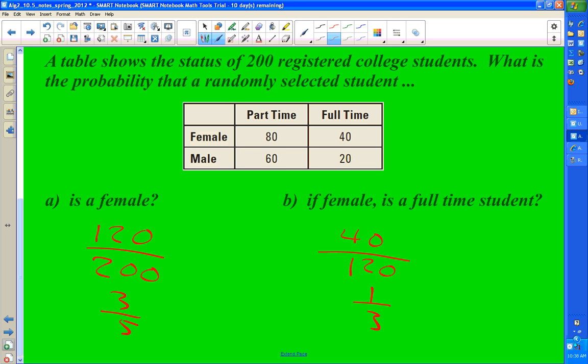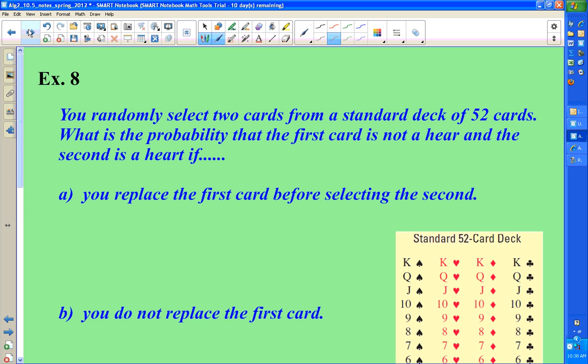Everyone follow that logic? You can only choose from the females in the B question. Now, there's not really 2 events going on, so this kind of question is not really as logical as what we want here.